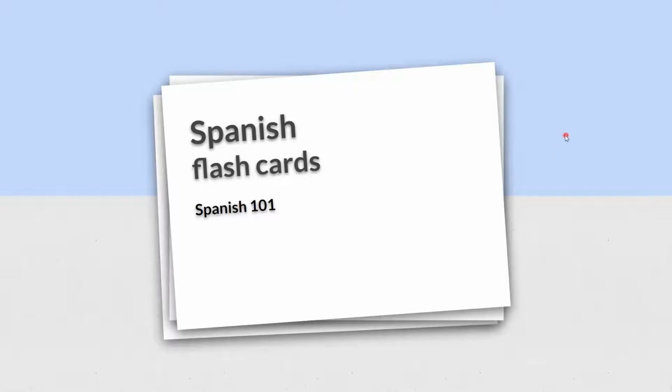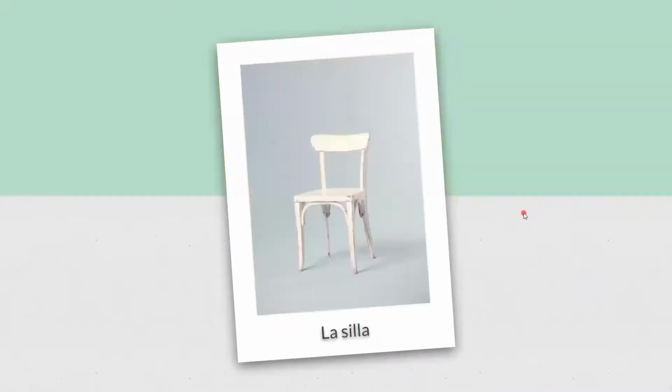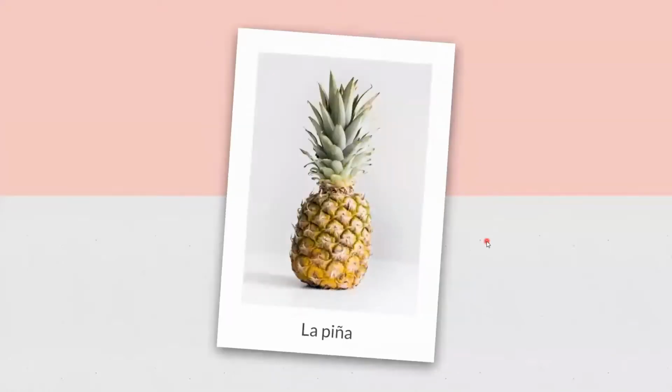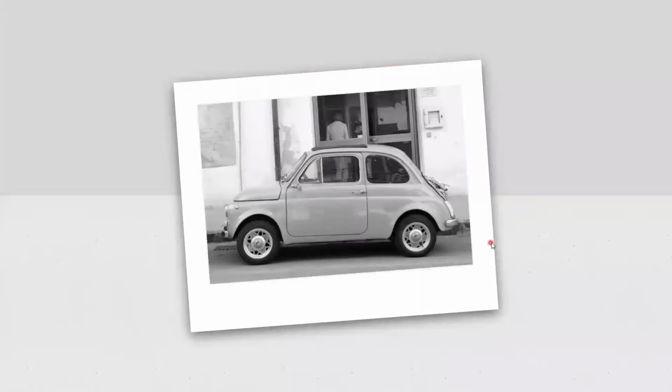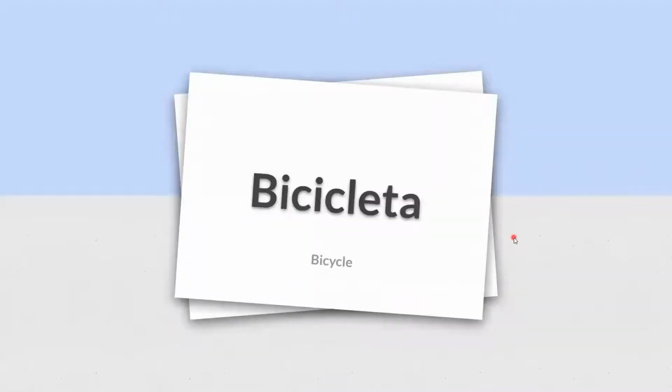There we go. So here's our Spanish flashcards. It's showing us there's a little dog, el perro, and go to the next one, a silla. And so it's showing us how this works. And the next one is like, oh, la piña. Okay, yeah, that was right. El coche, and we can kind of go through it, in bicicleta, and we can figure it out.